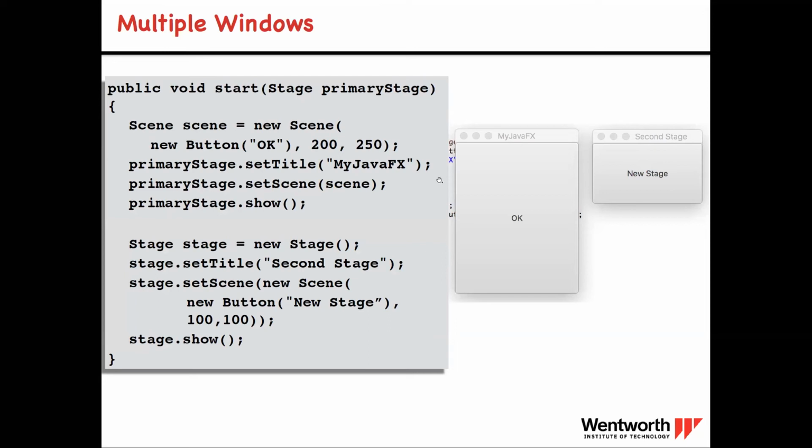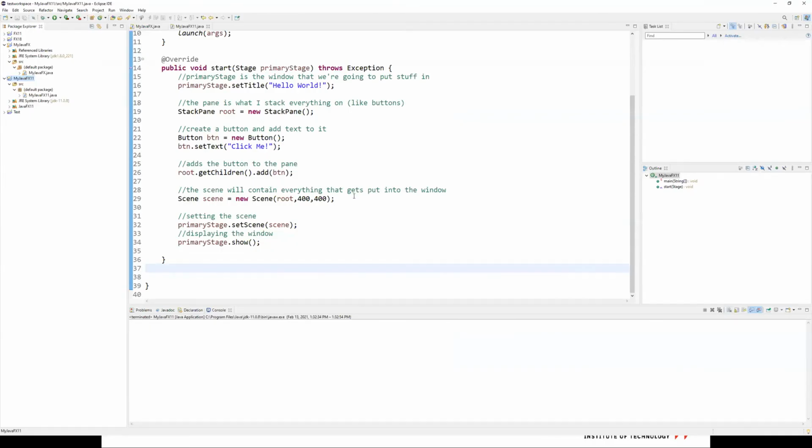You can have multiple windows. So we're going to do that right now. All that means is we're just going to have multiple stages. So if you want to have a new window get created, or you want to have your program that has a couple of windows in it, then you just have to create a new stage. You're given a stage initially, the primary stage. That's sort of the primary window. But you can create as many stages as you want, to have as many windows as you want.